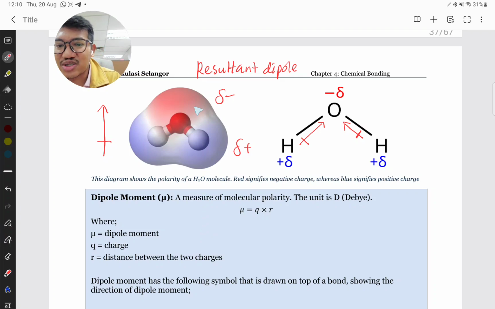So the further apart the charges are, the longer the charge separation, that means the dipole moment would be larger. But at your level, we don't have to worry about the calculation using this. It is not important. You just need to know the formula only.